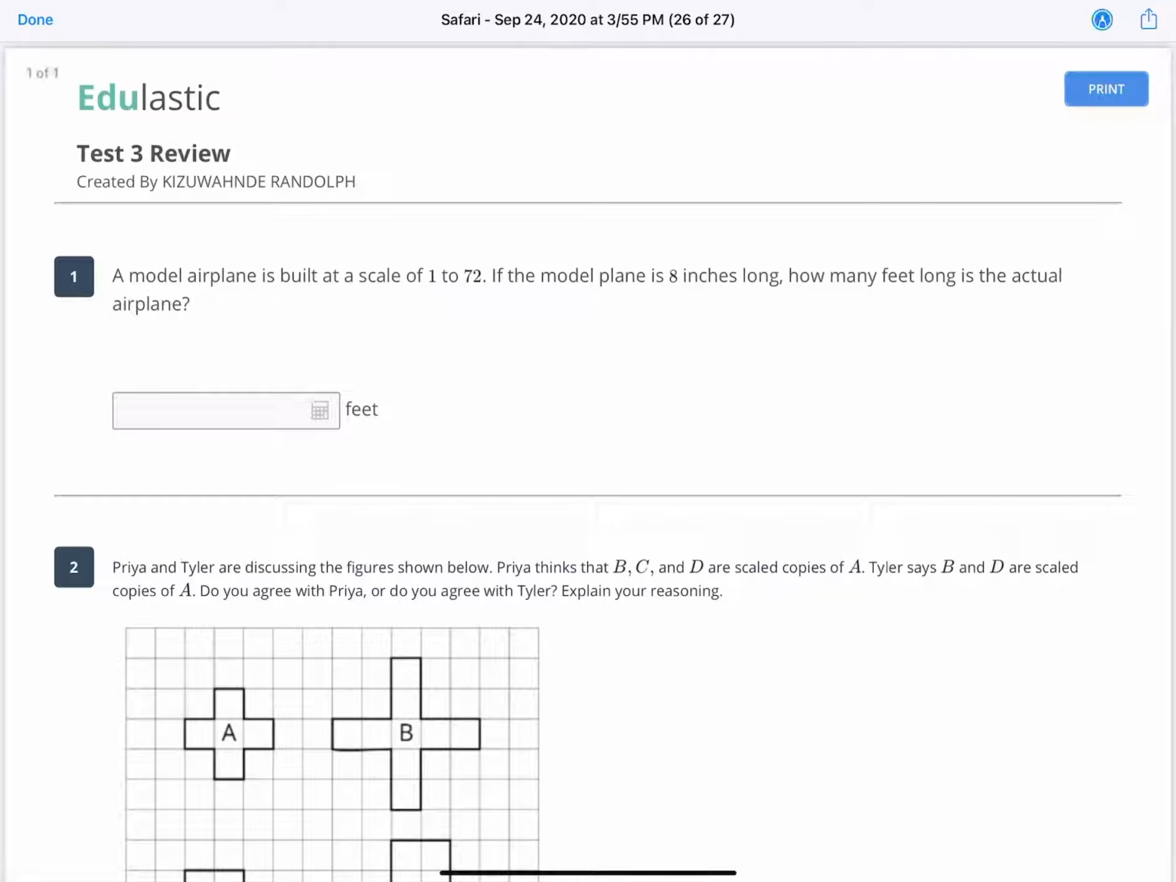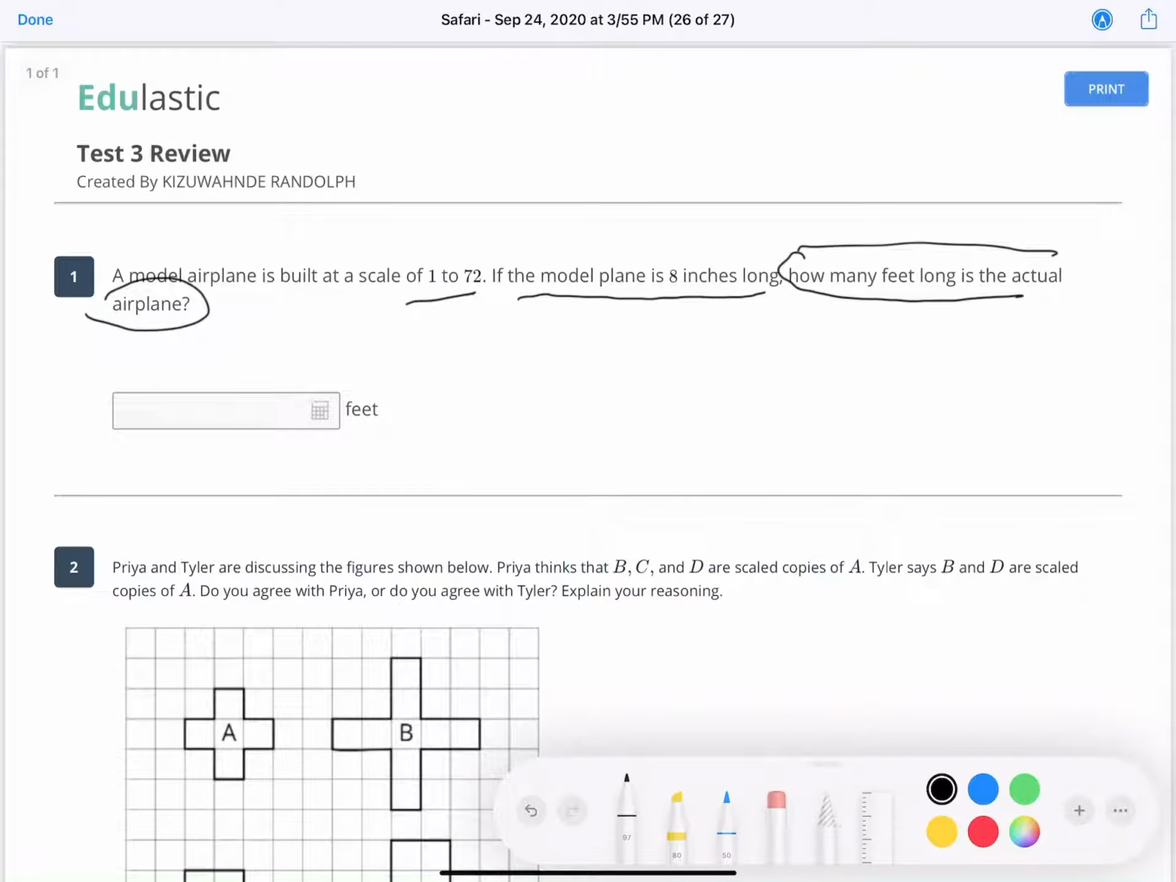So, of course, I like starting off my question with annotations. So, I want to underline the ratio 1 to 72. And then I want to underline the model airplane is 8 inches long. And it's asking me how many feet is the actual airplane. Okay? So, we could solve this plenty of ways.